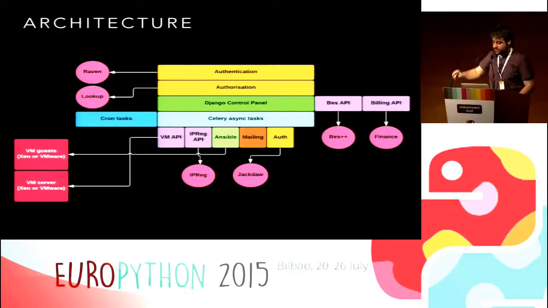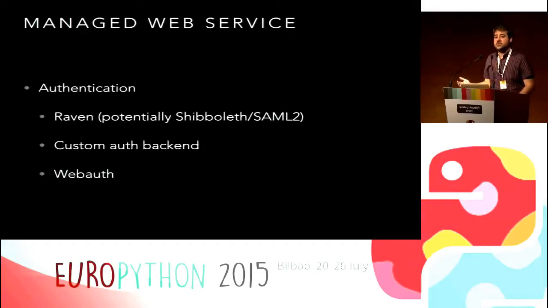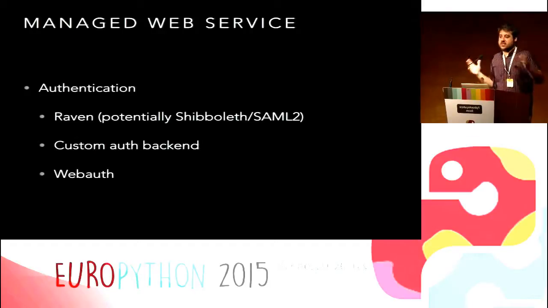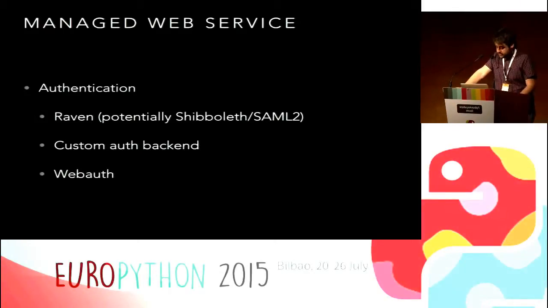So if we start from the top of the stack with the authentication part, we have our own authentication. We use Raven. Raven is our authentication service. So you can see that we have a lot of services interconnected using a lot of APIs. It is based on a WebAuth API. And we had to build a custom Django backend. But this could be substituted by any authentication that you can use. You can use the Django one if you want. You can link with your own enterprise system if you want, et cetera, et cetera.